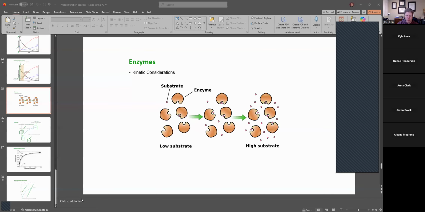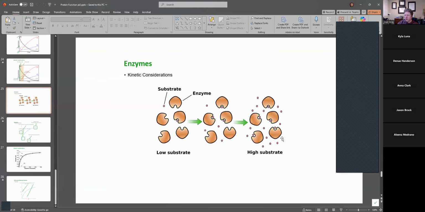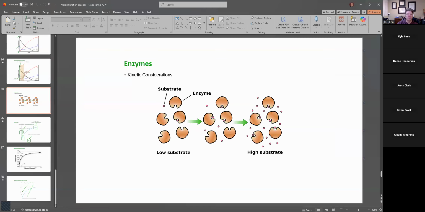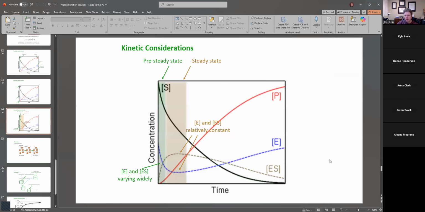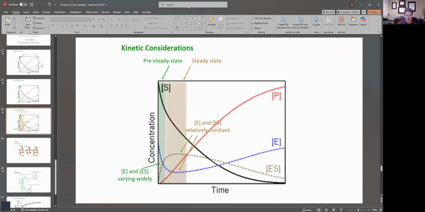So I'm going to share my screen. I'm starting with the slide deck that we ended with the last time, the one titled Protein Function Part 2. The other slide deck that I've got posted on our Canvas site for today is titled Enzymes, and I'll go to that one after a little while. So one of the things that we were wrapping up with was this idea of studying an enzyme, and it's doing steady state studies.